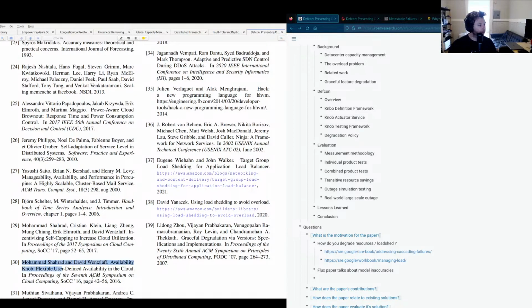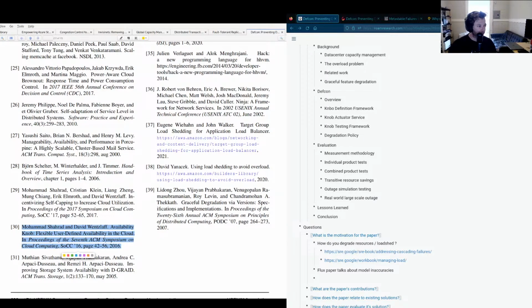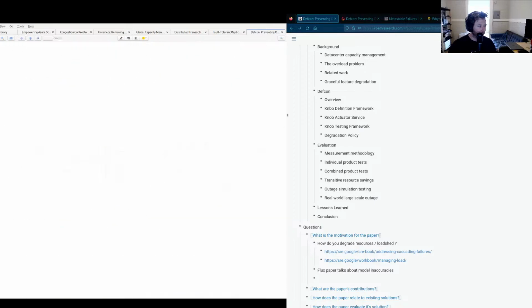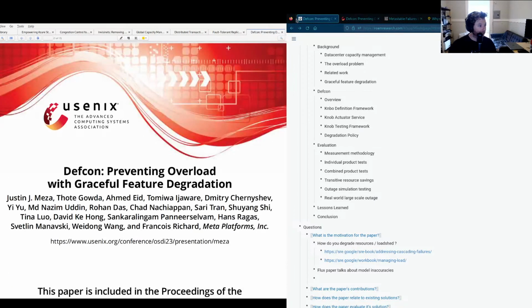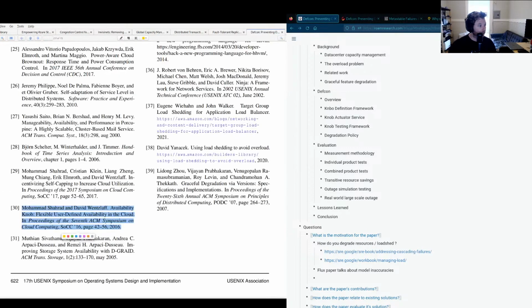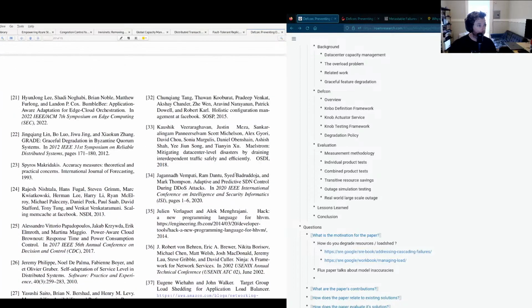Oh, availability knob. Flexible user-defined availability in the cloud. I wonder if any of these people ended up working on this paper. David Watzlaw and Mohammed Sharat. Doesn't look like it. Maelstrom. Maelstrom is also mentioned by the Flux paper.